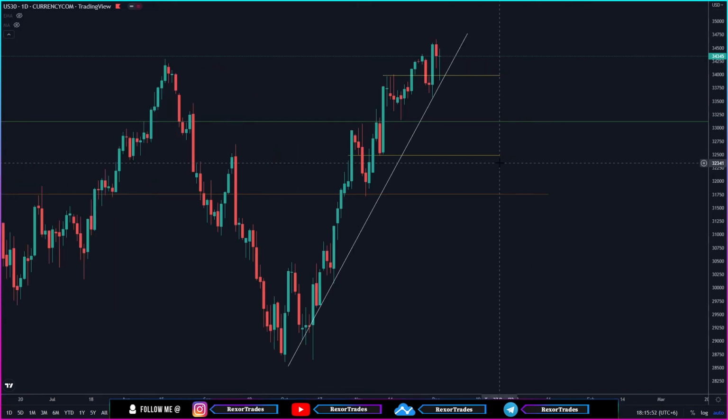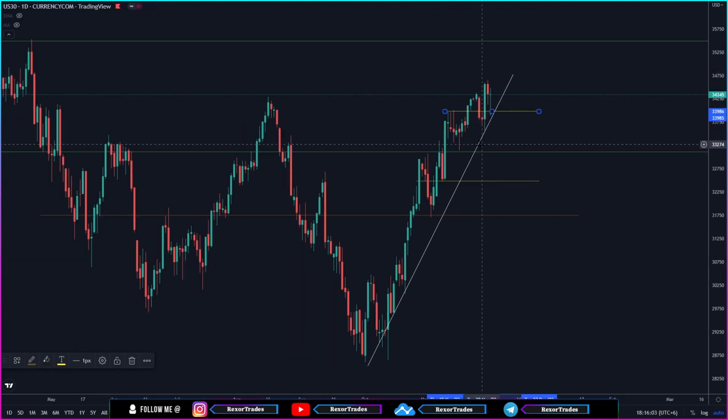So for now we can expect US30 to make some deeper pullback if it closes below this support zone or these lows over here, and you can start to look for trades on the long side, hoping US30 is about to continue this bullish run if it closes above this high over here. So that's my analysis on US30 for the upcoming week in multiple time frames.